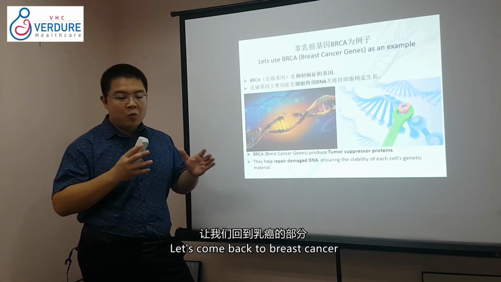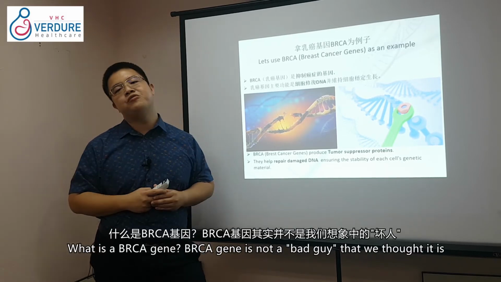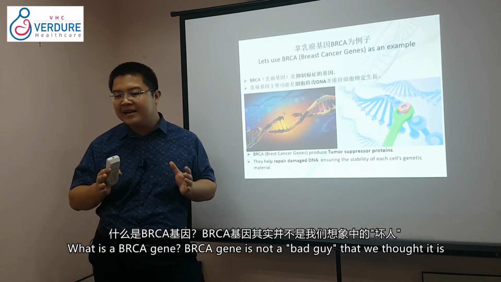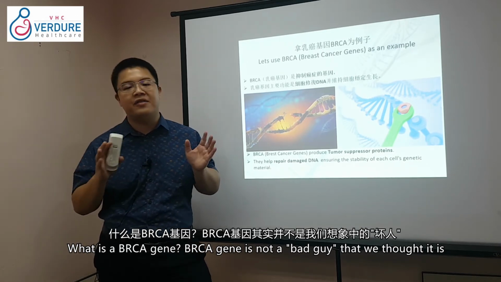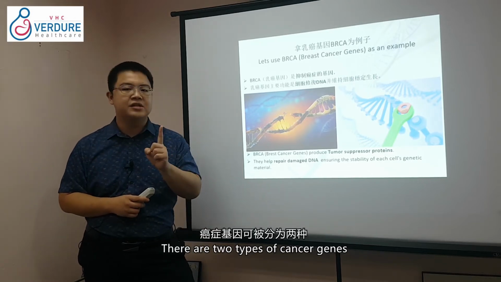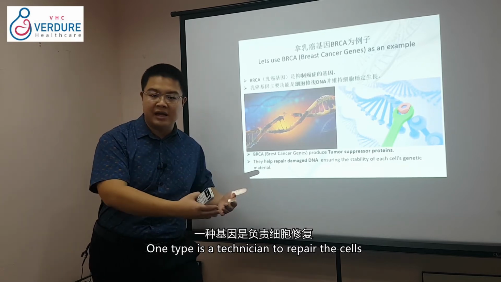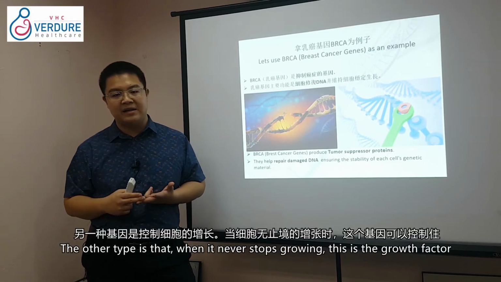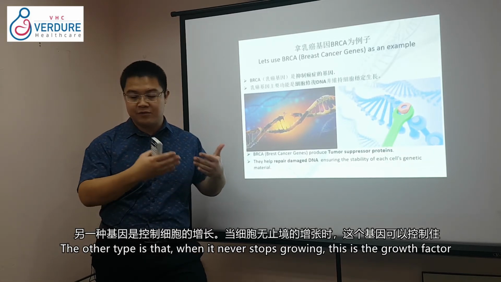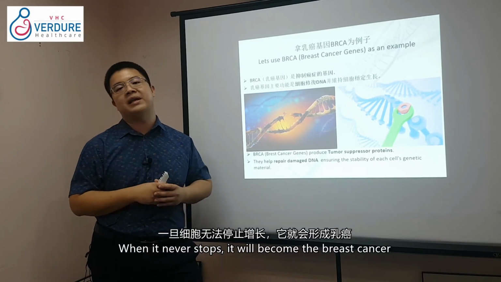Okay, let's come back to breast cancer. What is the BRCA gene? In fact, BRCA is not exactly the bad guy that we are thinking of. In fact, there are two kinds of cancer gene. One type is a technician to repair yourself. The second kind of cancer gene is one that never stops growing, so this is the growth factor, and when it never stops, then it will become cancer.